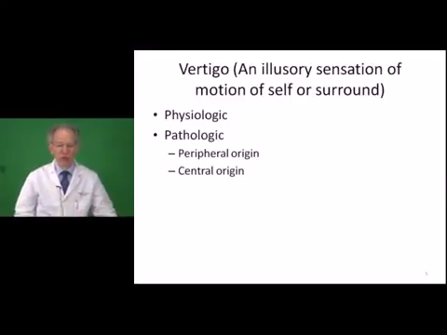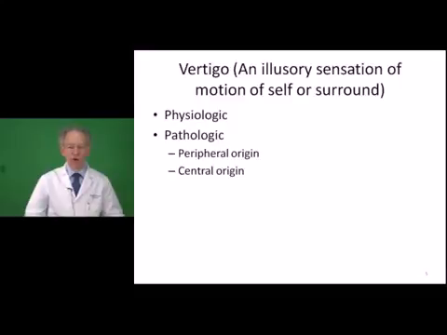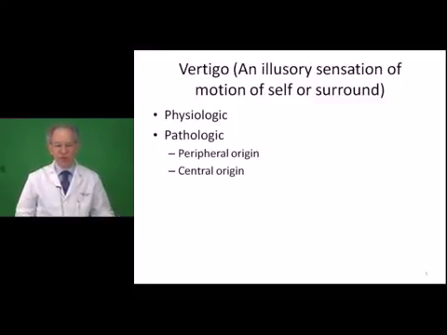Physiologic vertigo can occur during balance testing, such as caloric testing, and can also occur when turning in circles and then stopping abruptly. Pathologic vertigo, that is vertigo that should not occur, can be of a peripheral vestibular origin or a central vestibular origin.